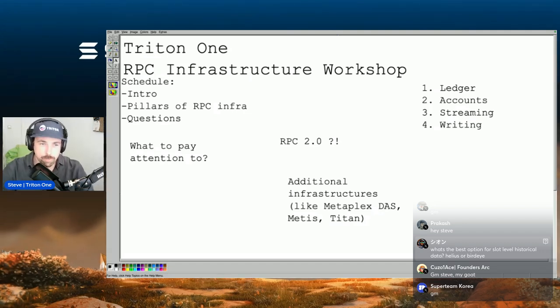Based on this principle, we are redesigning what RPC is and what it does on Solana, which will lead to something further later on called RPC 2.0. For those who know, we announced this week that we are working together with the Solana Foundation on the next iteration of what RPC infrastructure looks like for Solana.